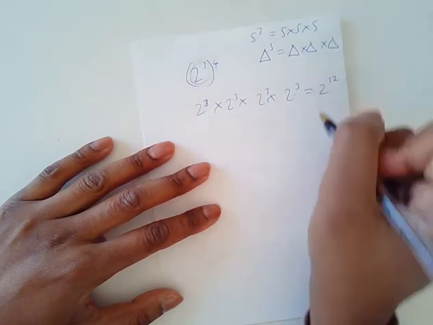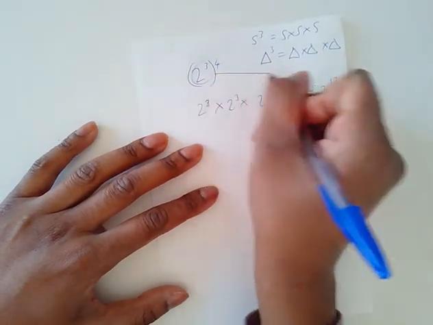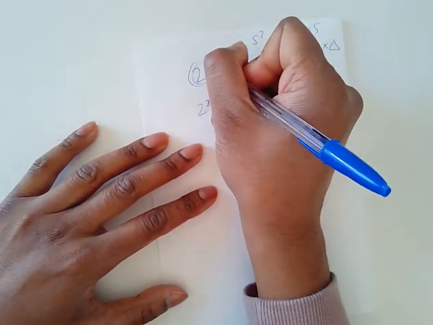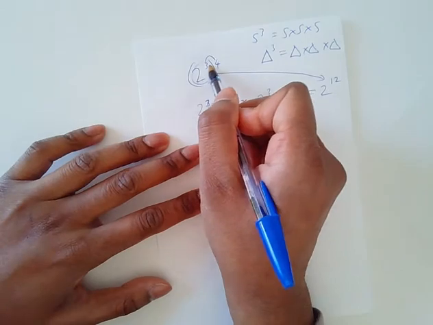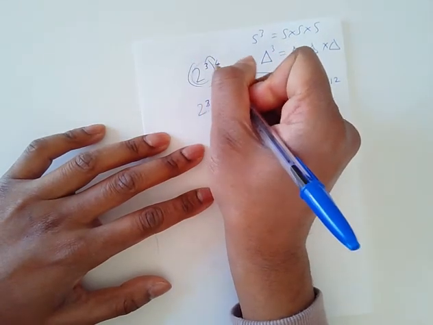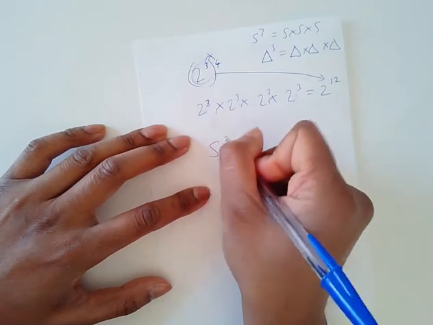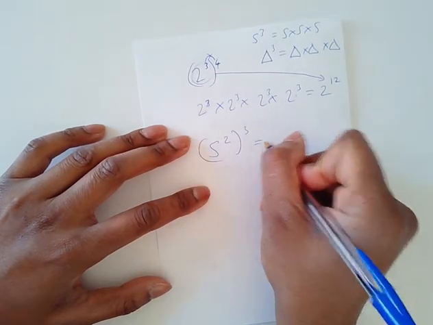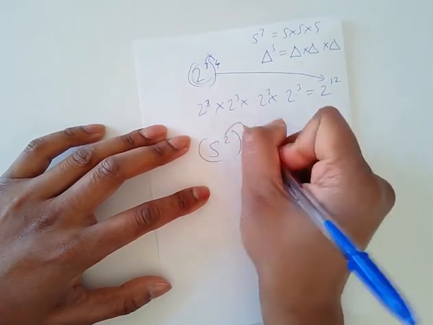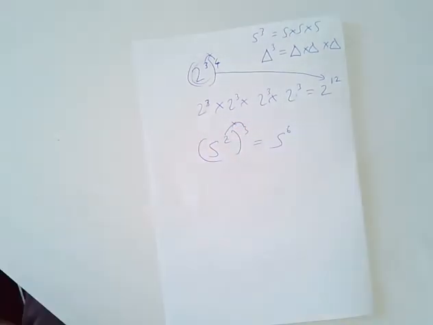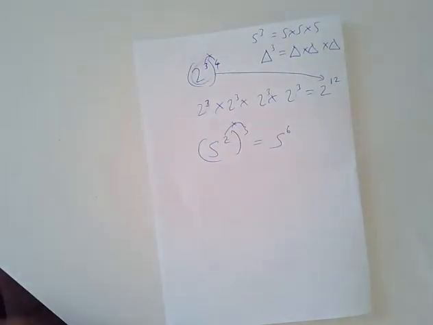Is there a quick way to get from here to here? Well, there is. You times over the bracket. The little numbers, see the little numbers there? You times them. 3 times 4 is 12. So if you've got something like this, all you're going to do is 2 times 3, 6, 5 to the power of 6. That's much quicker.